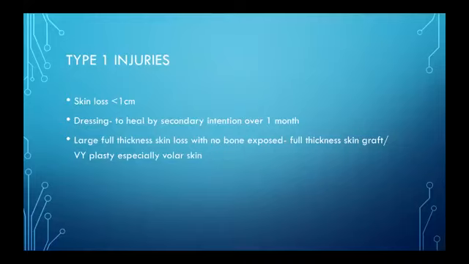So typically type 1 injuries, as mentioned earlier, are where the skin loss is minimal. It's considered minor, and dressing alone is sufficient to allow this to heal by secondary intention. But where there is a large defect, a full thickness skin graft can be harvested and applied to the defect. The only challenge is that it may not be as cosmetically pleasant as the other options that we'll mention later. So we talk about VY plasty, especially if you can use the volar skin from the same finger.